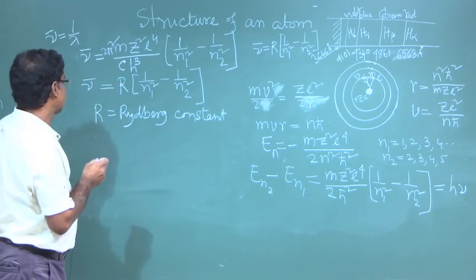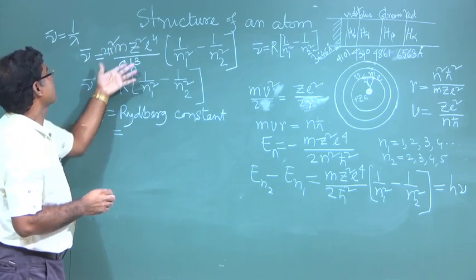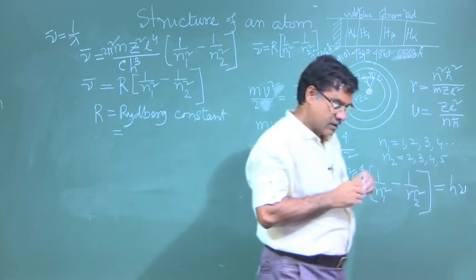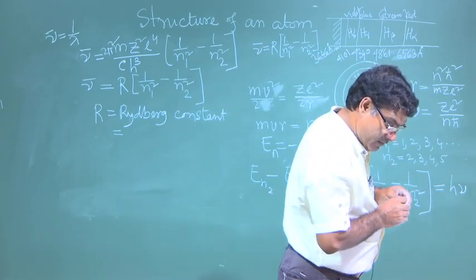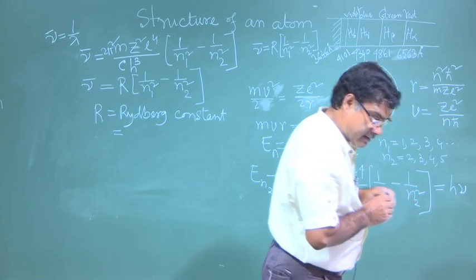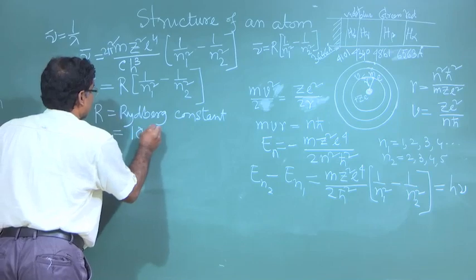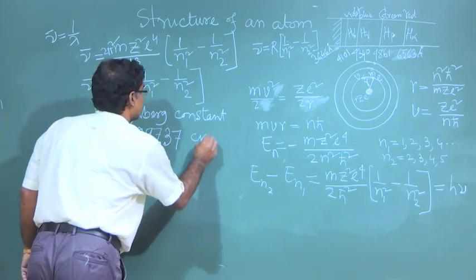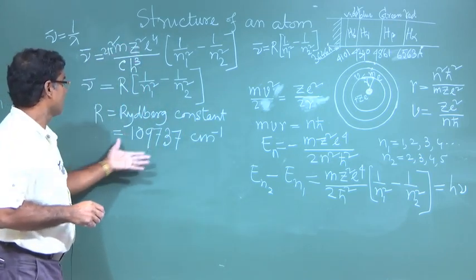R is the Rydberg constant, and from here all are constants. If you put in the value, it is 109,737 centimeter inverse. Okay, if you put the value in this.